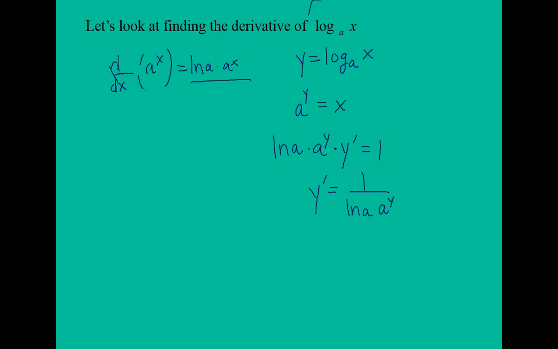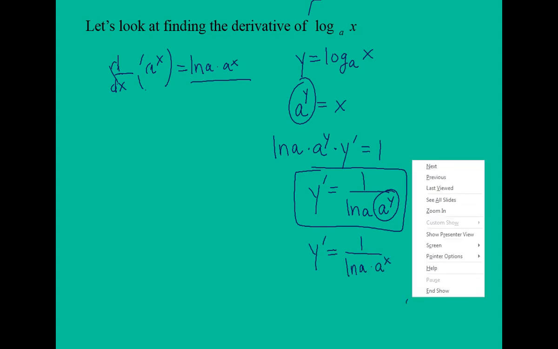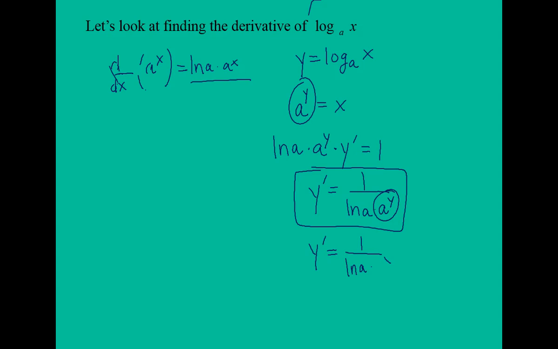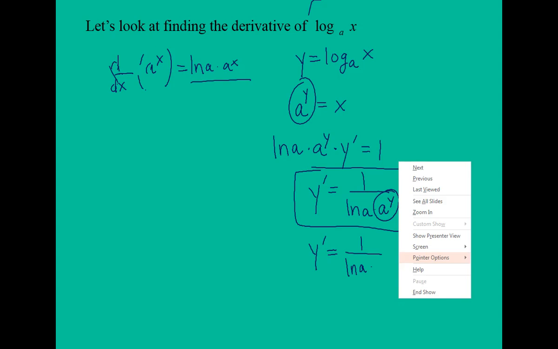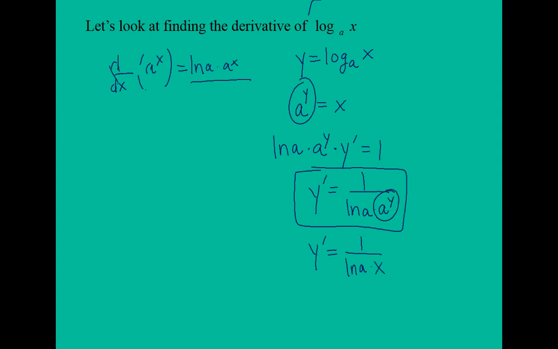We want this as a function of x. That's our derivative, but we want it as a function of x. So what we're going to do is look at this a to the y, and up here we say a to the y equals x. So we'll make that replacement, and our derivative, we don't want a to the x. That is the derivative of the log base a of x.